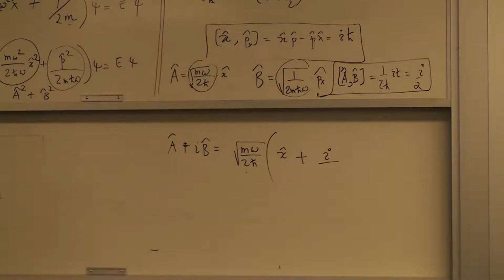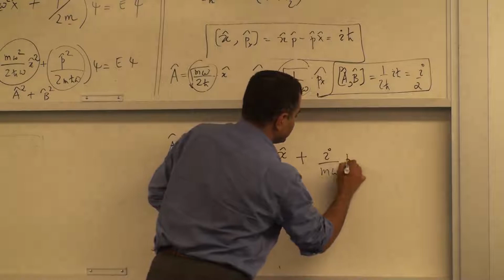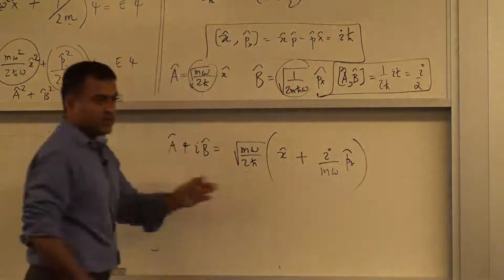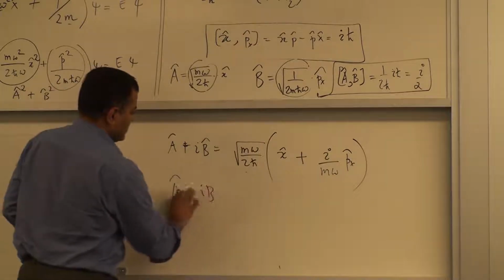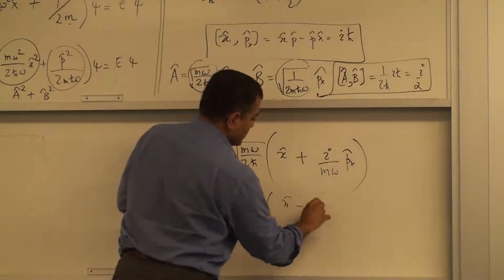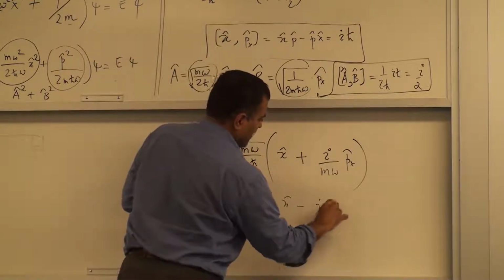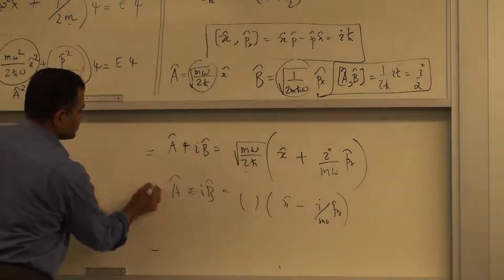A plus iB, and similarly A minus is going to be the same thing with x minus i over m omega p_x. So when you work it out, it's going to look something like this. Right? So this quantity, Dirac defines the two quantities separately.